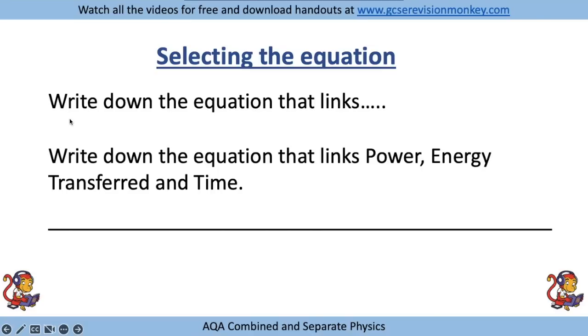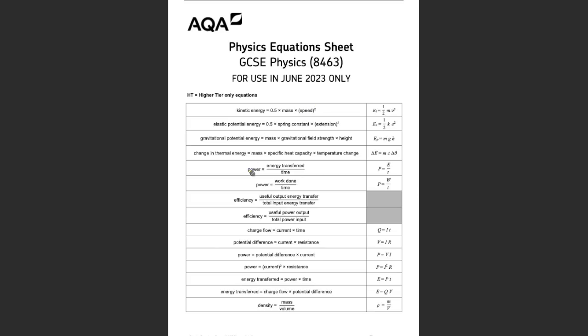For example, you might have questions that say, write down the equation that links. Let's take this one: write down the equation that links power, energy transferred, and time. So we look for that equation with all three of those words in. Here we have the equation power equals energy transferred divided by time, and we would write that on our answer line.